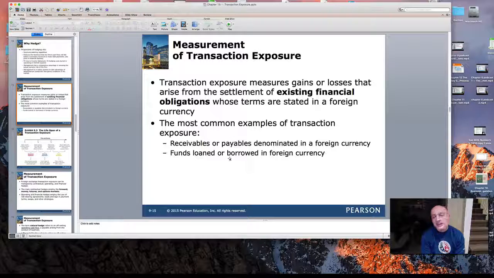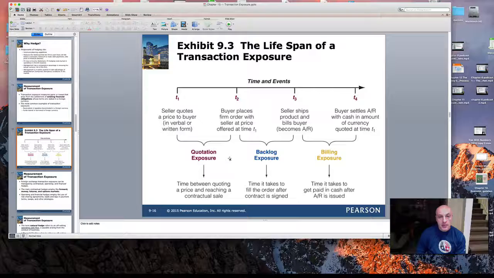All right, when we measure transaction exposure then, transaction exposure will measure gains or losses that arise from the settlement of existing financial obligations. And the terms of these will be stated in a foreign currency. Some common examples then of transaction exposure would be any receivables or payables that we have denominated in a foreign currency, or if we have funds that are loaned or borrowed in a foreign currency. Again, examples of existing financial obligations.